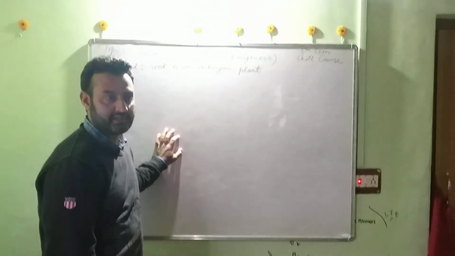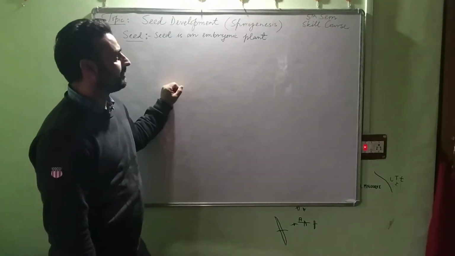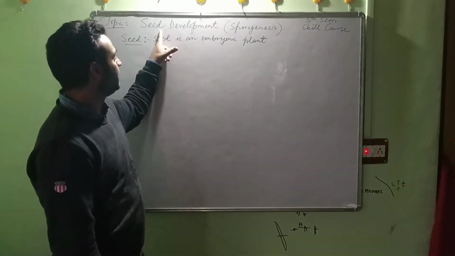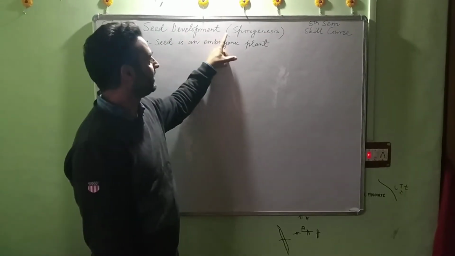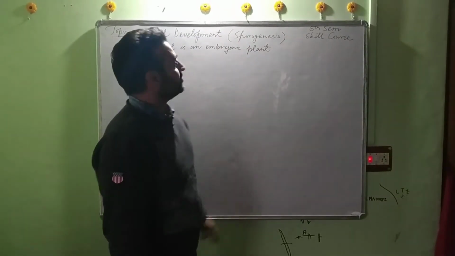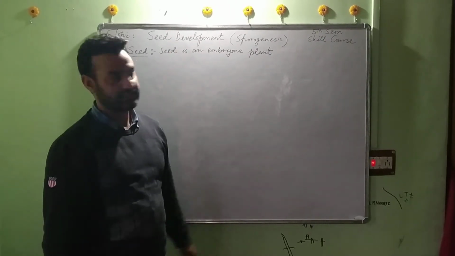This video lecture has been made for botany students in the 5th semester who have opted for seed technology as a single course. In the syllabus of seed technology, the first topic in the first unit is seed development, and in bracket sporogenesis has been mentioned. So first of all, we have to discuss how the development of seed takes place.